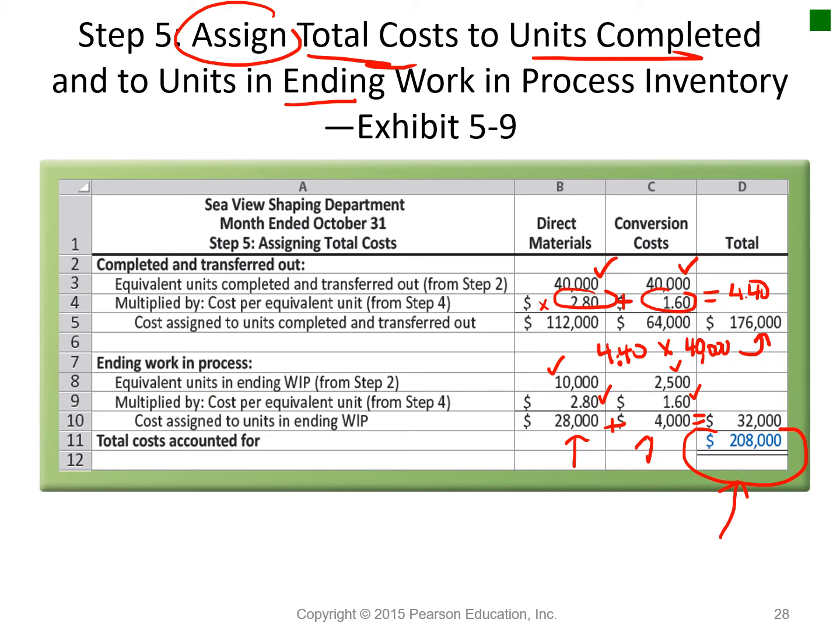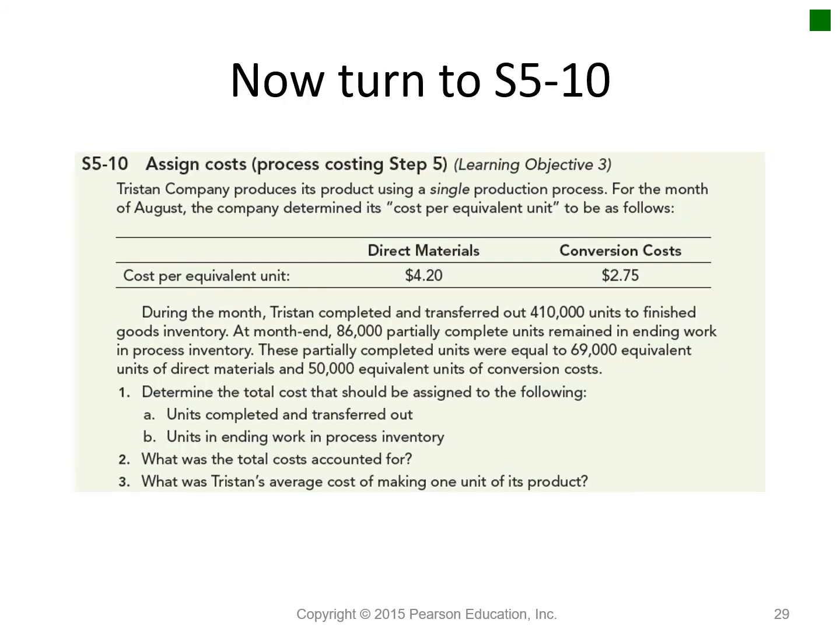Okay, so this is exercise 5-10 from your textbook, and this is the process costing step 5. And so in this particular problem, they've already done all the steps for you. In fact, they've already given you the cost per equivalent unit, and then again, they just want you to assign the cost. So it says, during the month, they completed and transferred out 410,000 units, and they had 86,000 partially completed in ending WIP. And then they tell you that the breakdown of these partially completed units were 69,000 for direct materials and 50,000 for conversion equivalent units.